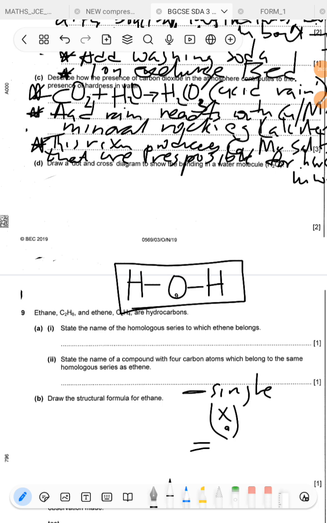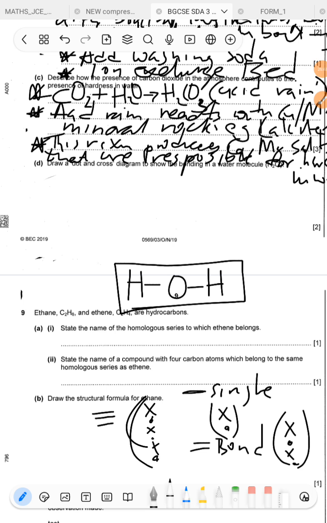And then a double bond, so this will be a double bond. A double bond simply means you have two pairs of shared electrons. Then a triple bond means three pairs of shared electrons. So like that, you can always just draw these stick diagrams to try to orientate how you're going to be drawing your structures.